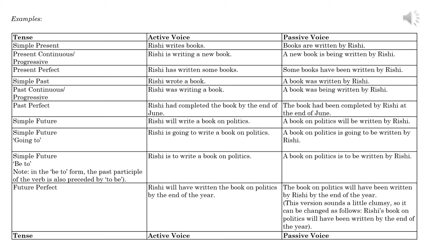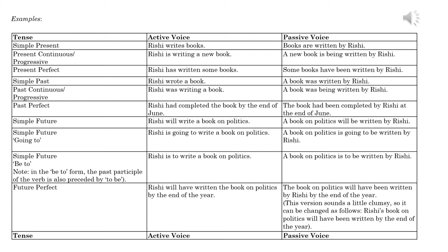Tense, simple future. Active voice, Rishi will write a book on politics. Passive voice, a book on politics will be written by Rishi. Simple future, going to. Active voice, Rishi is going to write a book on politics. Passive voice, a book on politics is going to be written by Rishi.